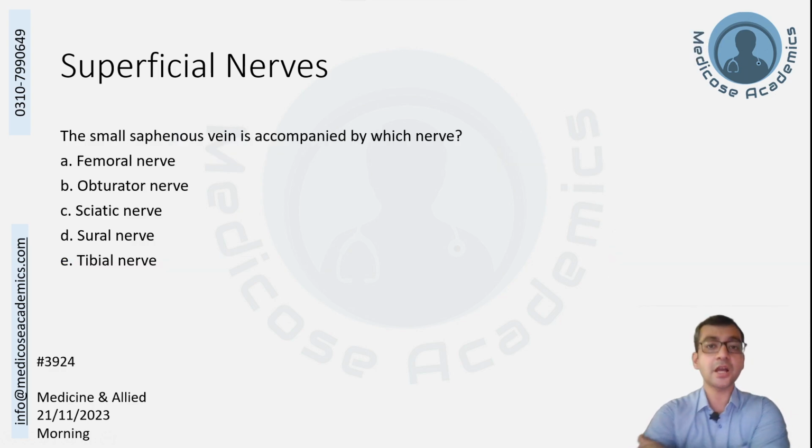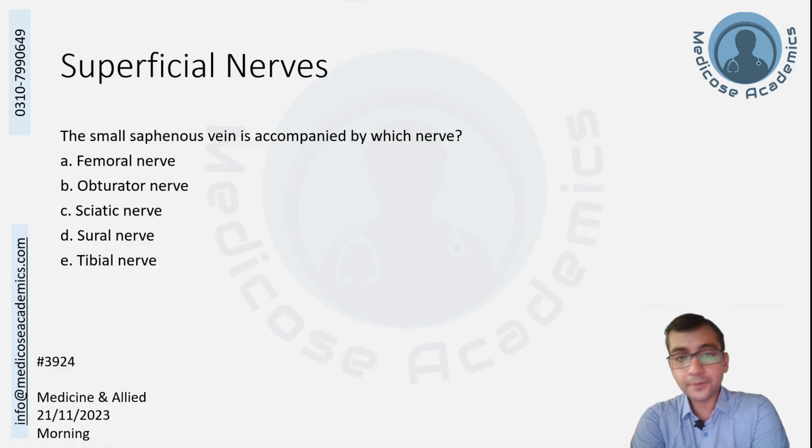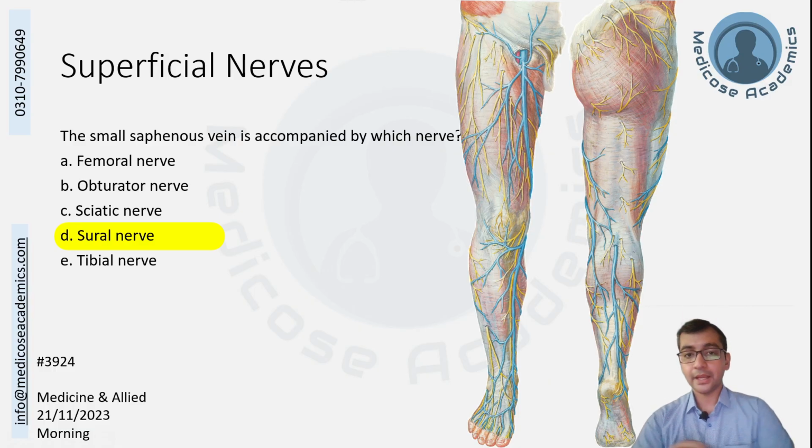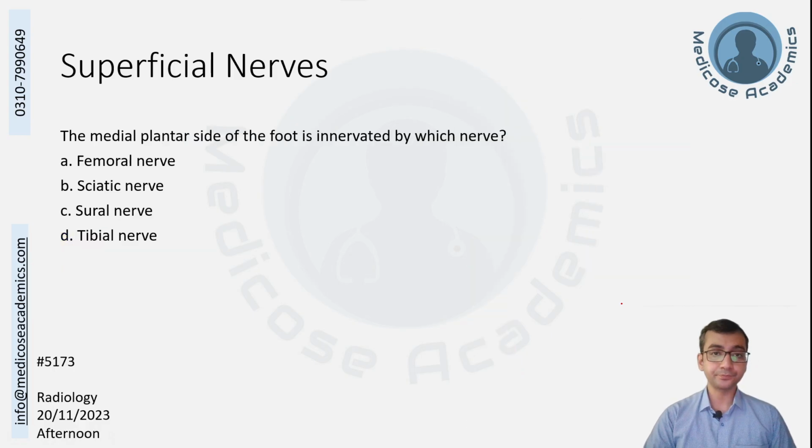Small saphenous vein is accompanied by which nerve? The small saphenous vein is accompanied by sural nerve. As you can see, this is the sural nerve. It is a branch of the common peroneal and tibial nerve both, and it accompanies and supplies the posterior aspect of leg. The medial plantar side of the foot is innervated by which of the following nerves?